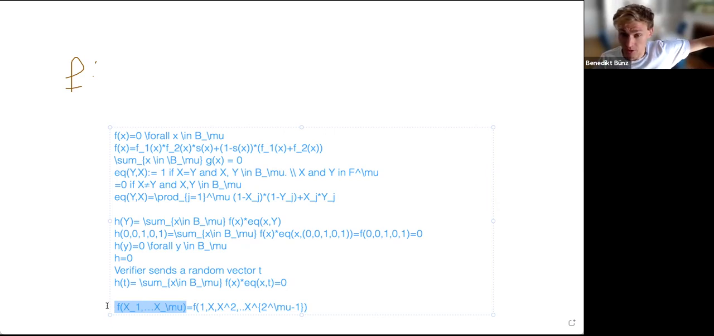If I want to write a univariate polynomial of degree 2 to the mu as a multilinear polynomial, I can literally just take the coefficients and map them to a multilinear polynomial, and then I just evaluate it. Instead of evaluating it at x1 through x mu, I evaluate at x squared up to x to the 2 to the mu. So basically multilinear polynomials allow you to express anything that a univariate polynomial does. The other way around is a little bit more complicated.